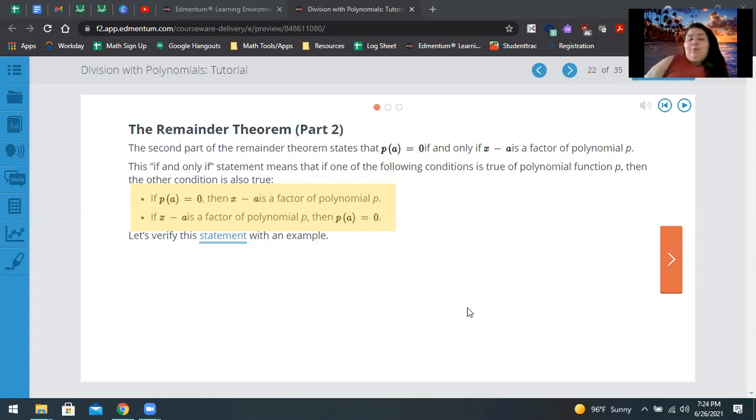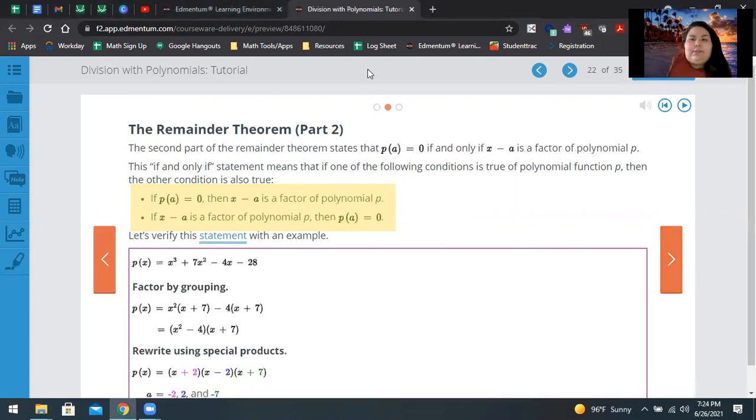Now we look at the second one. If x minus a is a factor of the polynomial p, then p of a is equal to 0. So it's kind of from those two statements right there. The first one is that if we plug it in and we get 0, then it is a factor. And if we're told that x minus a is a factor, then by plugging it in, we can also still get that result of 0. So let's go ahead and see how we apply this in the next couple of slides.